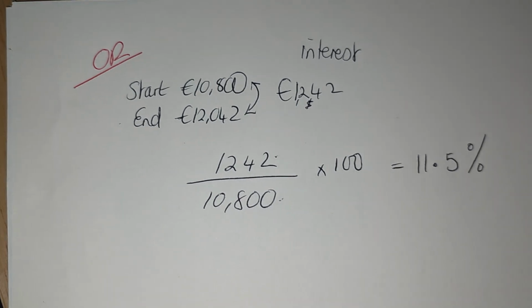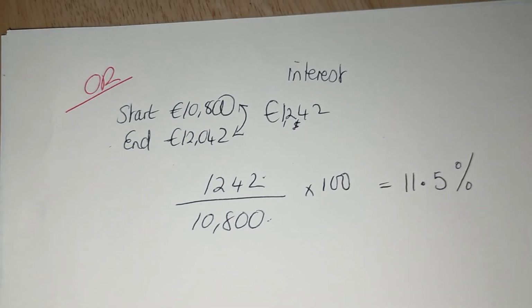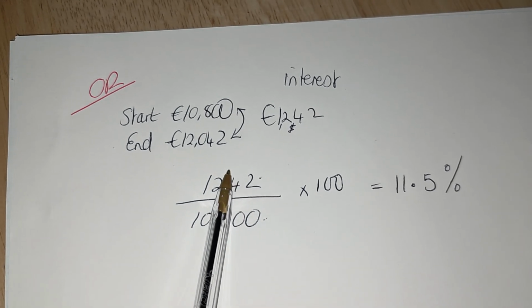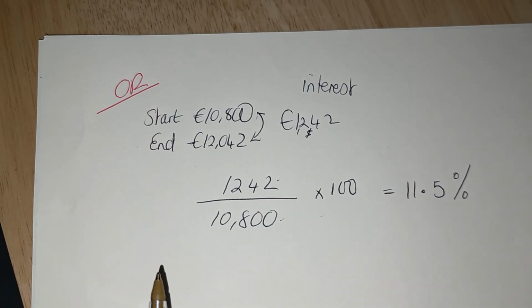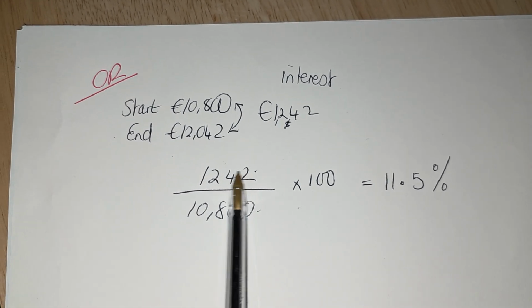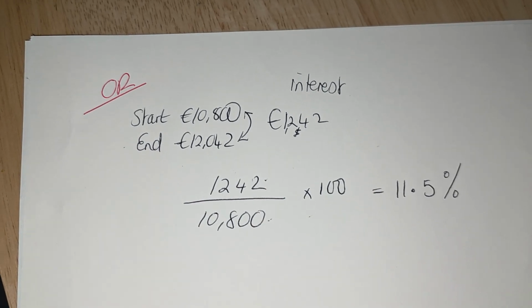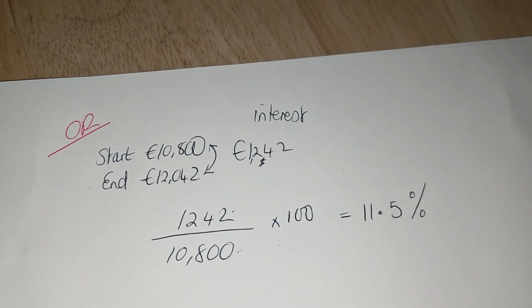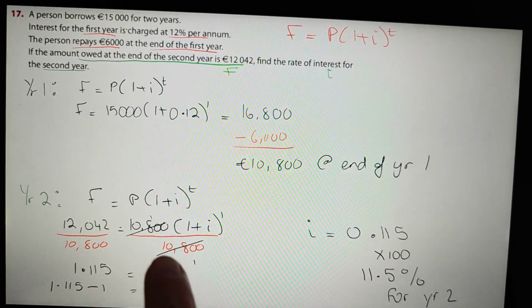So you could do it that way as well, but you can only do it that way because it is just for 1 year. It's for all of year 2, which is just 1 year. If it was for several years all in one go, you could not do this method. You would have to do the compound interest formula method instead.